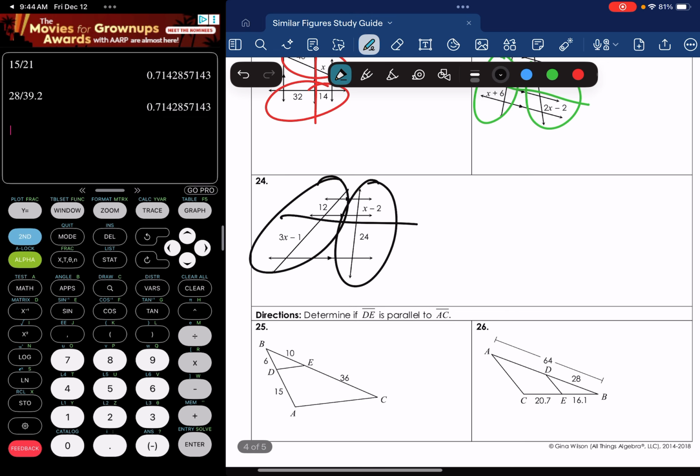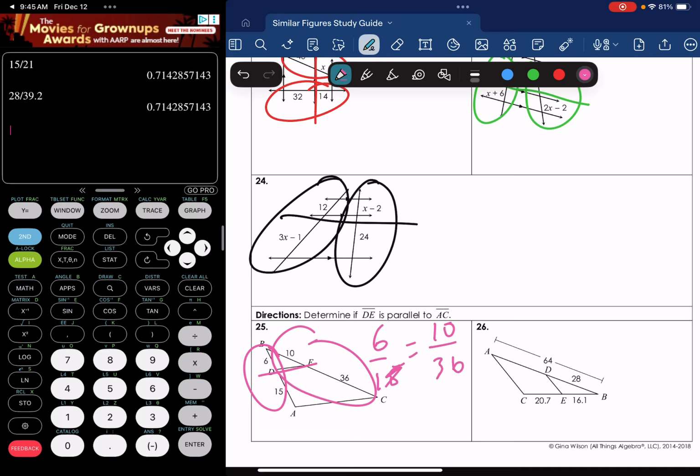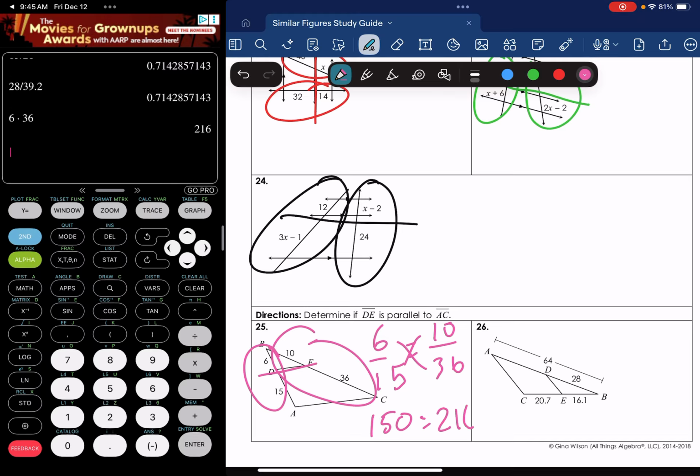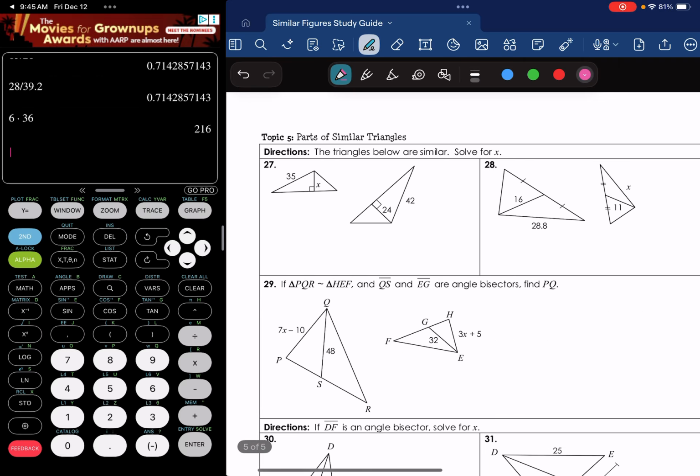On 25, you're checking to see, are these actually parallel or not? So to check and see if they're parallel, you would just set up your fractions and see if they reduce to give you the same amount. You can either do the fraction form, you can do the decimal form, or you can cross multiply. If you cross multiplied, that'd be 10 times 15 is 150, 6 times 36 is 216. So you would say not parallel on number 25. Do the same thing on 26.